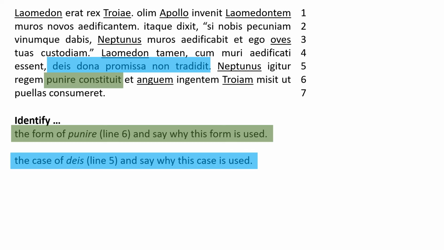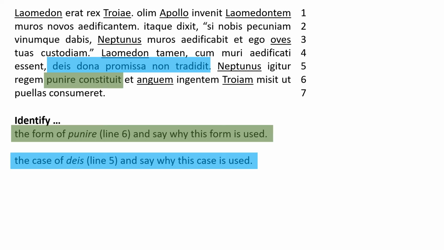And wherever you've got a verb that has got giving or handing over, bear in mind you're very likely to have a dative because you're going to be giving or handing over something to somebody. There's your dative. So here we've got tradidit, that means handed over. And what did he hand over? The dona promissa, the promised gifts. And then deis, to the gods, that's your dative.